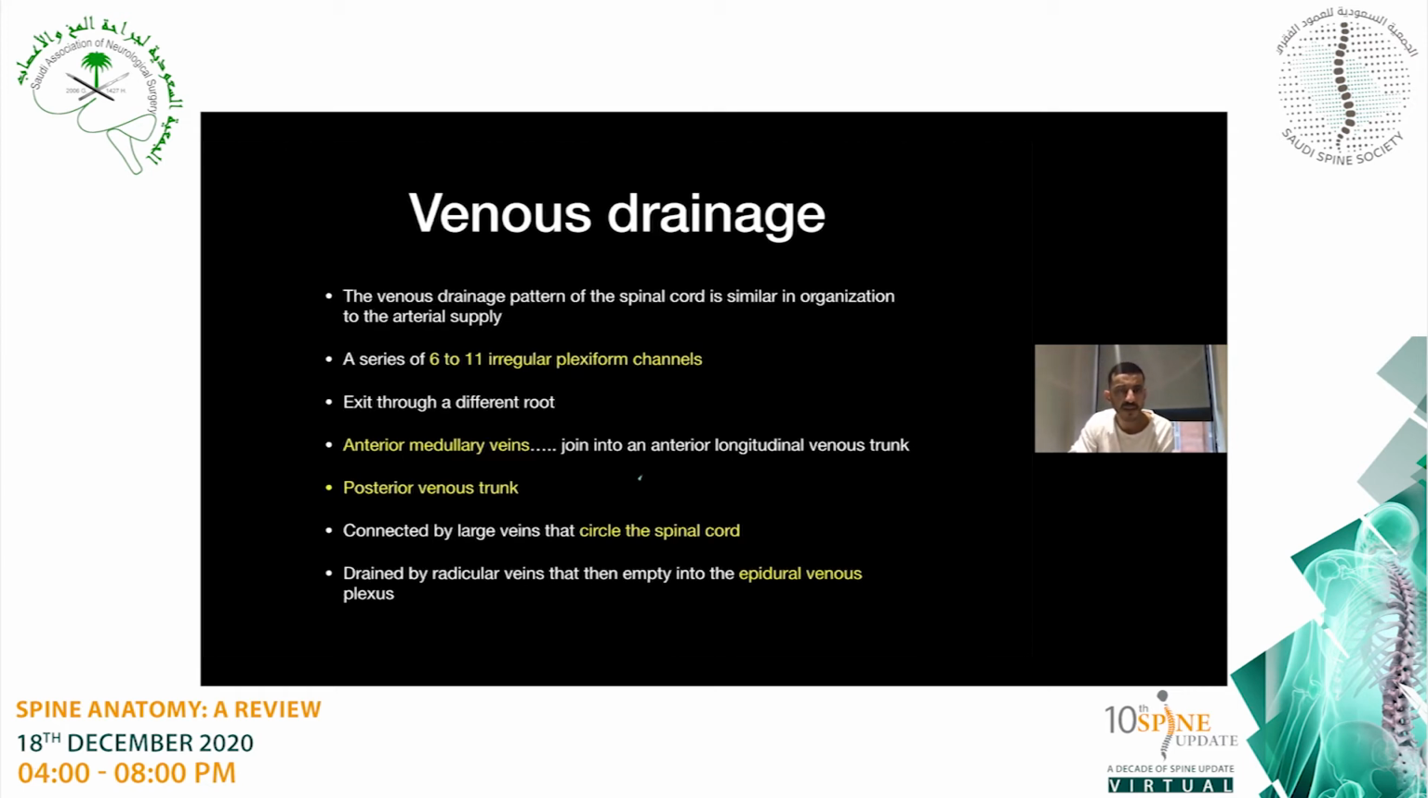Venous drainage is more or less like the arterial supply, but there's no specific anatomy for them. So it's merely like plexiform channels around the spinal cord. It's near the course of the arterial supply of the spinal cord. So they have the anterior medullary vein and posterior medullary vein. They come together and form a trunk and then drain around the spinal cord to the epidural venous plexus.